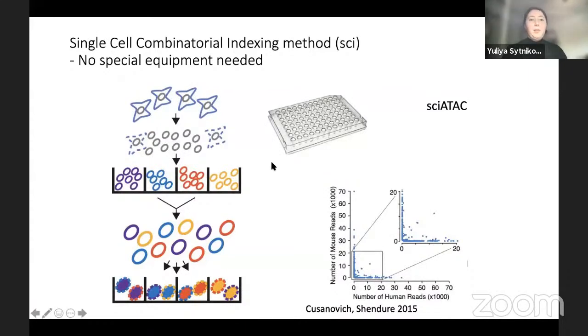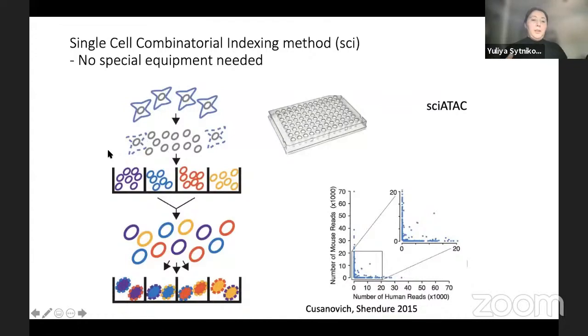So basically, the principle is very simple. You need at least two sets of barcodes that could be introduced by transposition and by PCR, and you need 96 or 384 well plates, at least two. And the principle here is the same for both sci-ATAC-seq and sci-RNA-seq, and this lab actually developed different methods based on this approach.